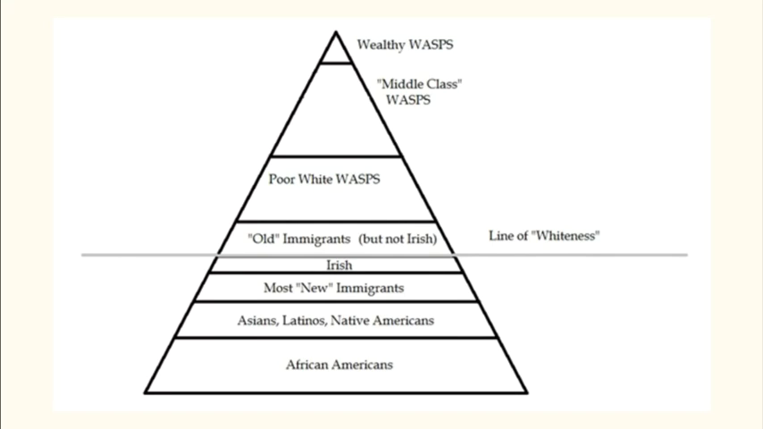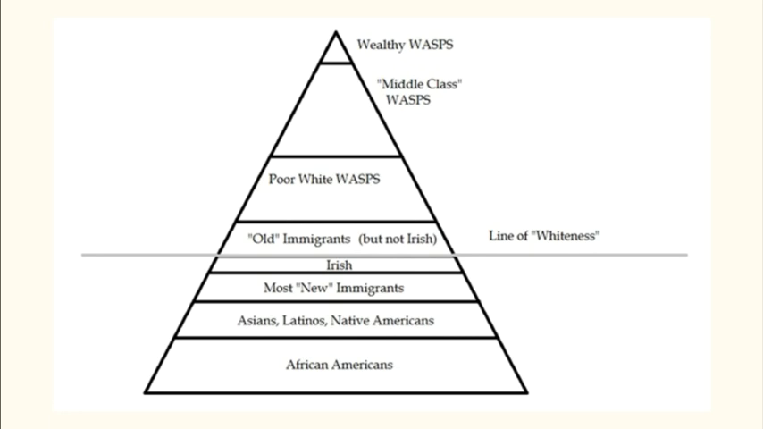So you have African Americans on the bottom. They are Black, they are dark skinned, they are at the lowest of this pyramid. Asians and Latinos and Native Americans are not nearly as dark, and they have, according to them, certain characteristics that make them superior to African Americans, but inferior to the rest of European society.